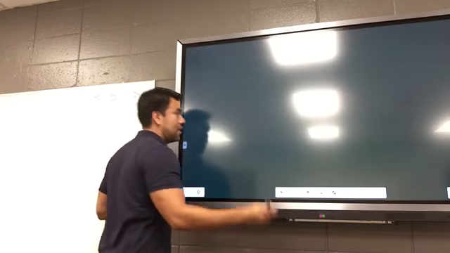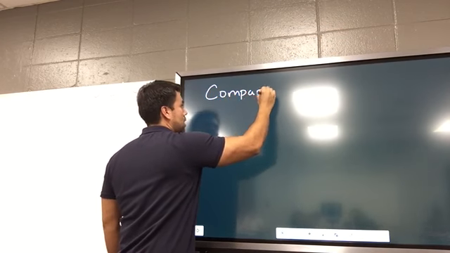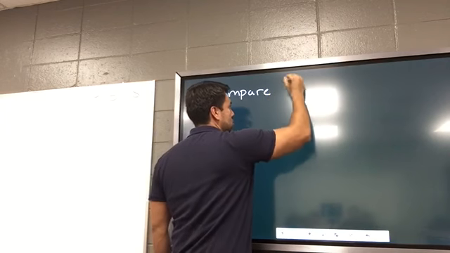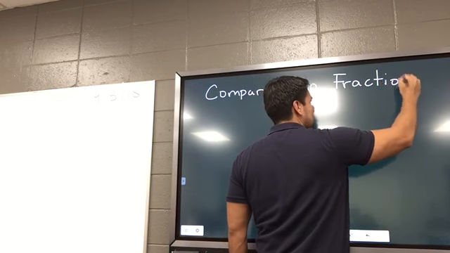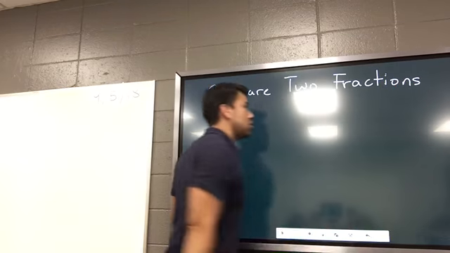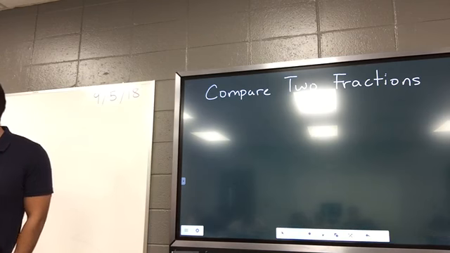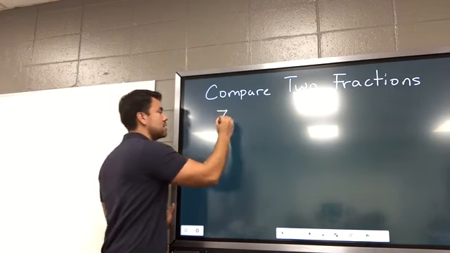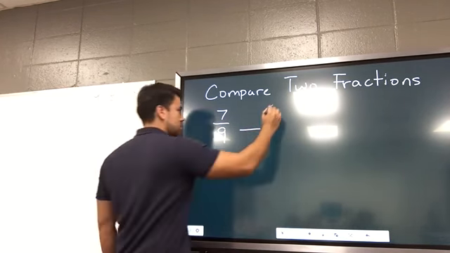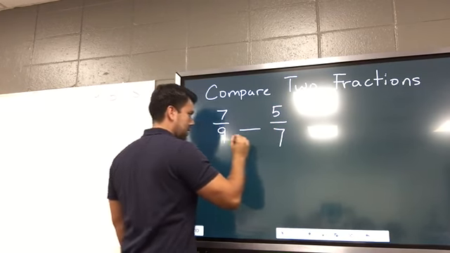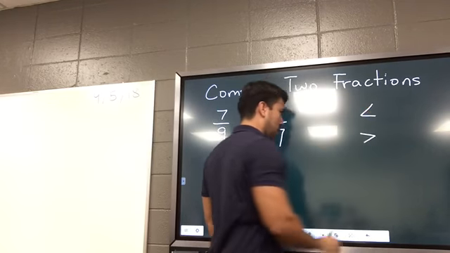Last thing we're going to do today is comparing fractions. So we talked about ordering, so least to greatest, greatest to least. Now we're going to do comparing two fractions. And you can extend this to 3, but we'll just do 2. Okay, 7/9 compared to 5/7. When I'm saying compare, what I mean is which one of these symbols would I fill in this spot with?